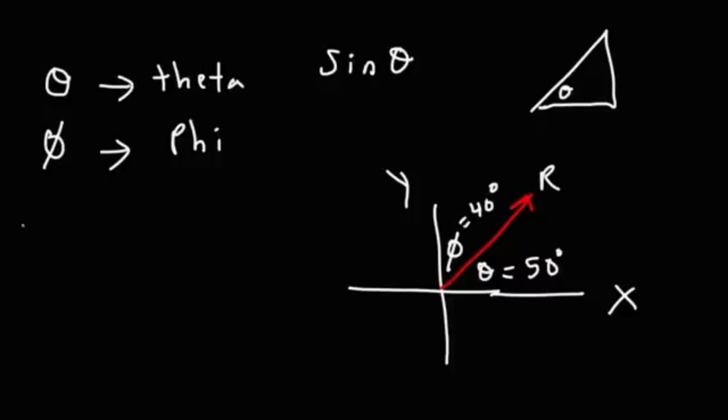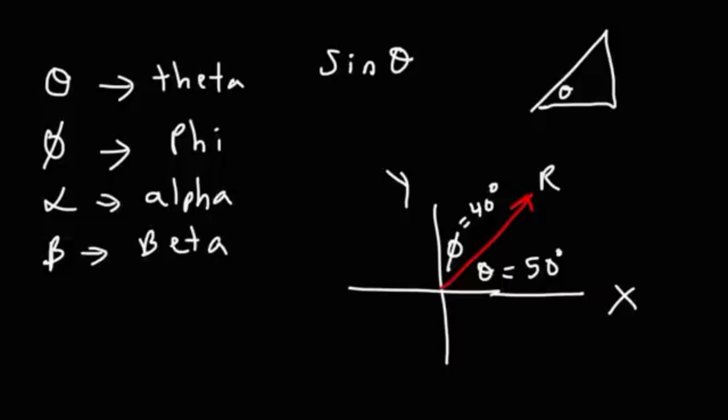Now sometimes you may see angles represented as alpha. That's a part of the Greek alphabet. Some angles will be represented as beta. In trig, sometimes you'll see some identity formulas like sine alpha, cosine beta. And then you have gamma, another Greek letter. And then there's the Greek letter sigma.